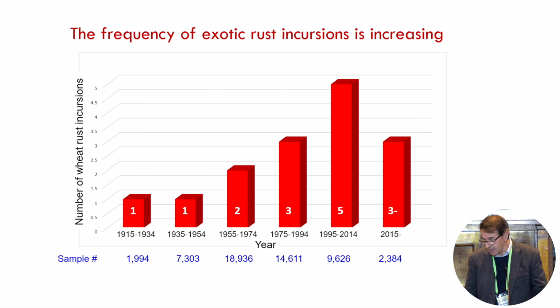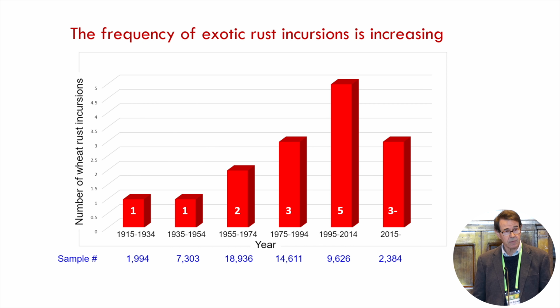And it's not because we've got better surveillance methods these days. These are 20-year incremental periods that I've broken it up into. You can see back in the 1955 to 1974 period, nearly 19,000 samples of wheat rust were analysed for strain analysis, and only 2 exotic incursions were found. You come up to our current 20-year period, started in 2015, we're 8 years into that. We've only looked at 2,500 isolates.